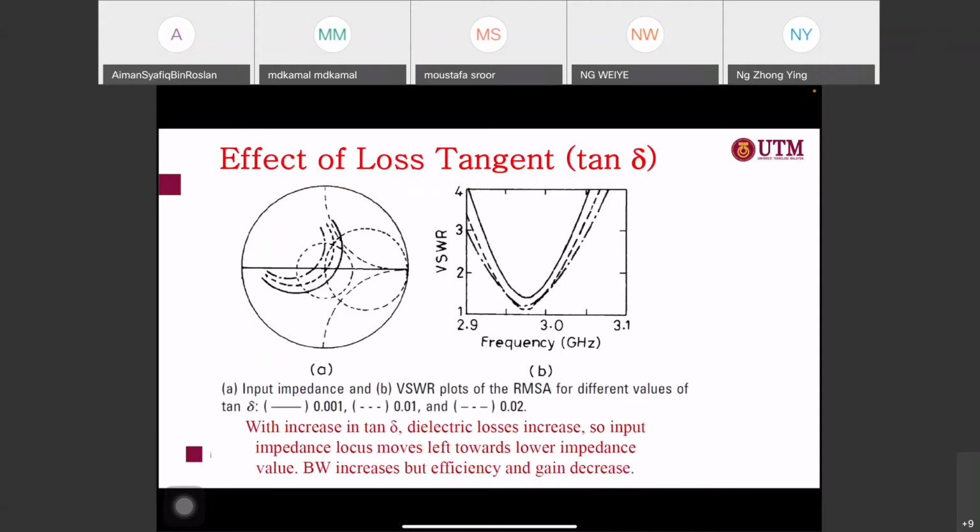And then the effect of the loss tangent, which is your tangent delta here. With an increase in the tangent delta, the dielectric losses increase. So the input impedance locus moves left towards a lower impedance value. Bandwidth increases but efficiency and gain decrease.